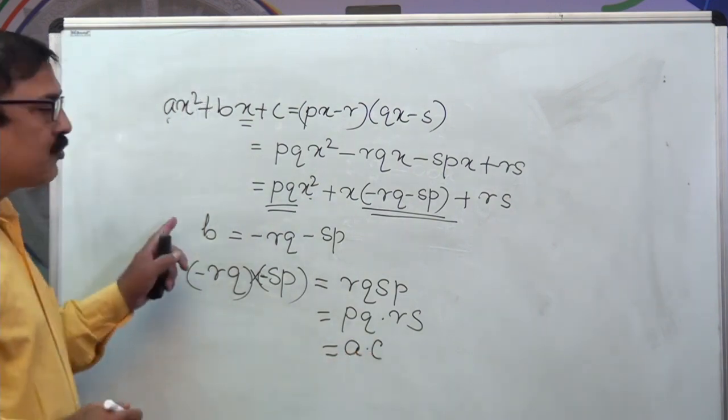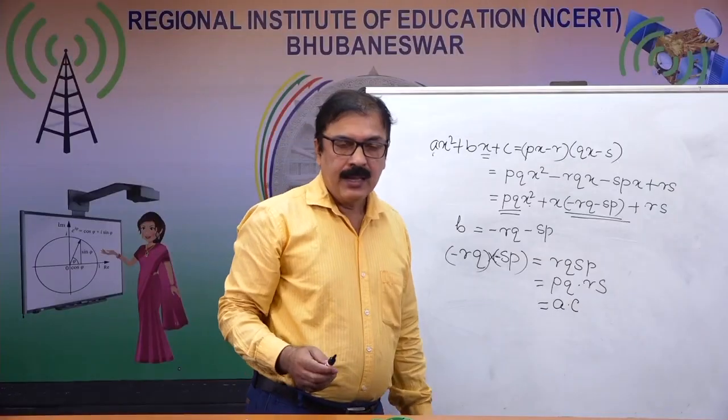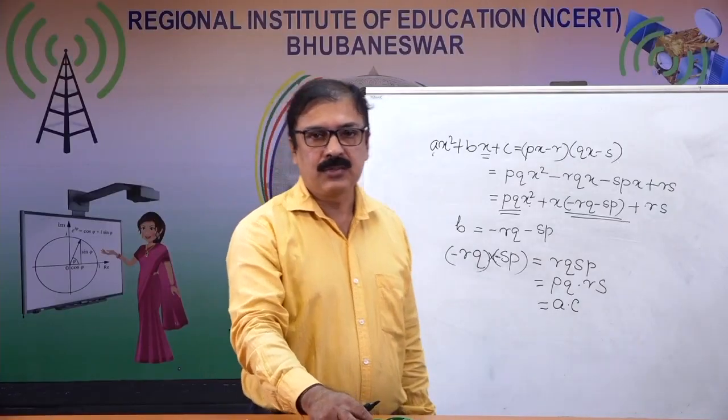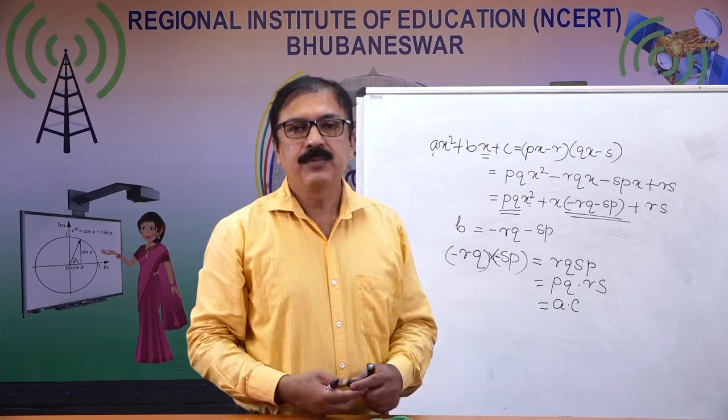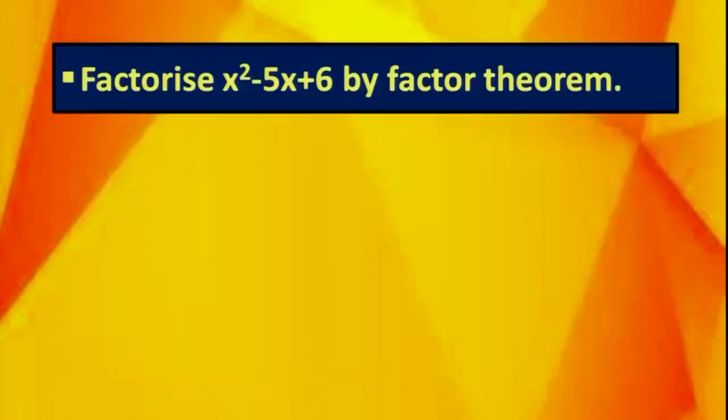That means from this what do we conclude? That b is the sum of two numbers. When splitting the middle term, we have to find two numbers such that the sum of those two numbers is b and the product of those two numbers is ac. Now using this, we'll work out some problems.